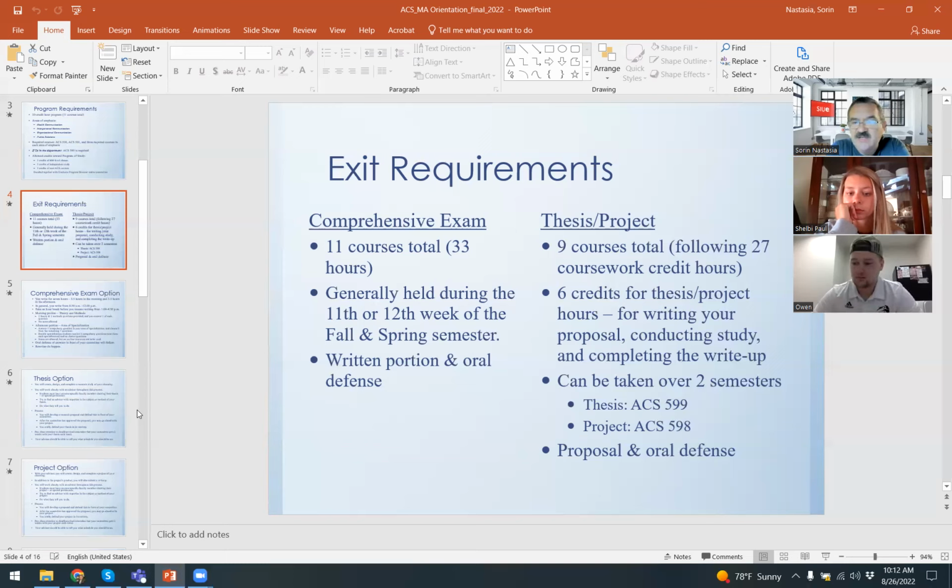The thesis credits are called ACS 599, so you have to take them 2 times, in the fall and in the spring, again, if you graduate in May. Project, it's called ACS 598. So then at the end, after you are done with putting everything together under the advisement from your committee, and I will talk about the committee just in a few minutes, you do proposal and then oral defense.